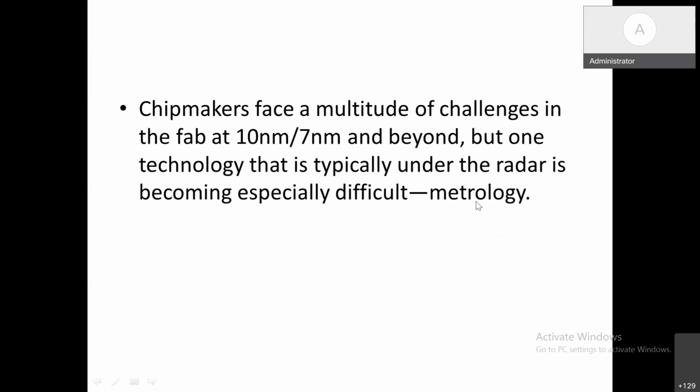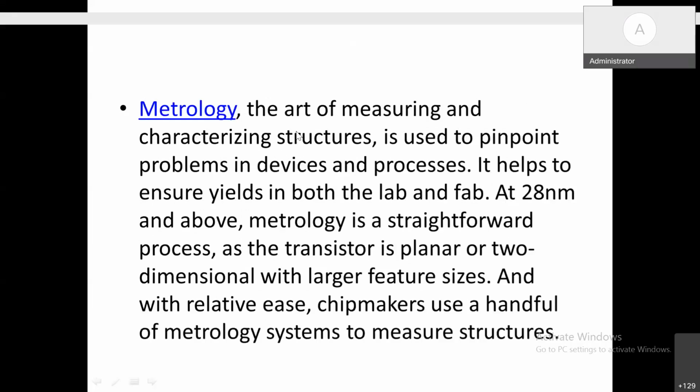One more challenge I'll mention, and then go for the 3nm and 2nm challenges. So when you go beyond 10 or 7nm, one of the technologies they are talking about is metrology. I'll tell what metrology is and then we'll go on. Metrology is nothing but the art of measuring and characterizing structures, and is used to pinpoint problems in devices and processors. So this helps in ensuring the yields are high both in the lab and the fab.